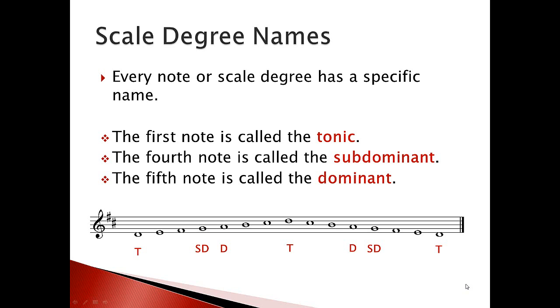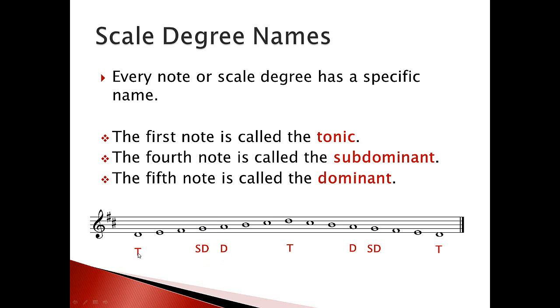Now, sometimes we give degree names to scales. Every note or scale degree has a specific name. The first note of any scale is called the tonic. So here's the D major scale, so D is the tonic. We have a tonic at the beginning and a tonic at the end because it descends. Then the fourth note is called the subdominant, and the fifth note is the dominant. Dominant, subdominant makes sense. Sub means below, so the fourth is below the fifth, so subdominant is below the dominant.